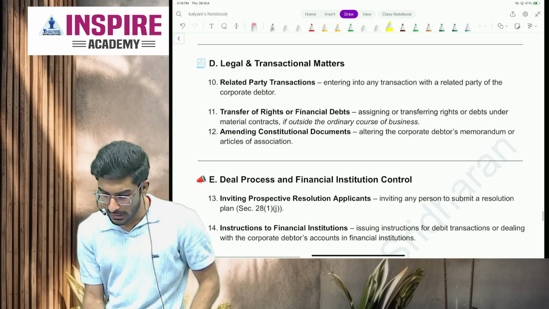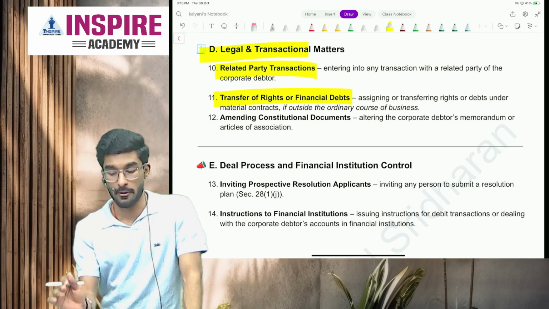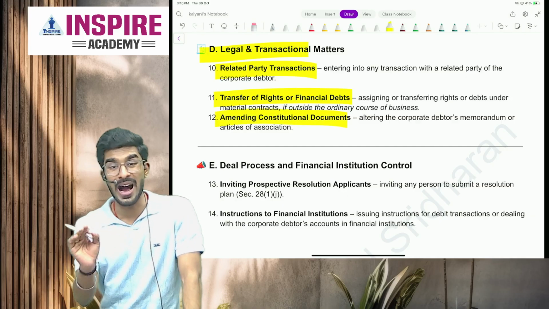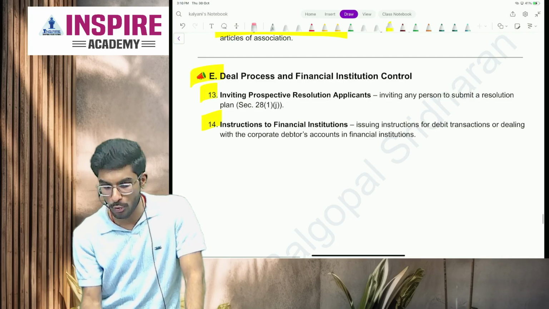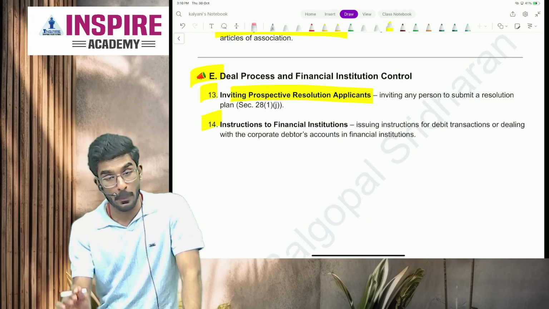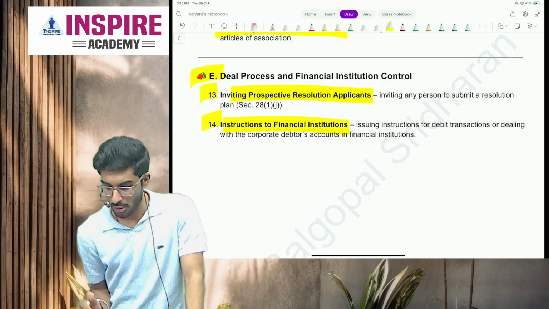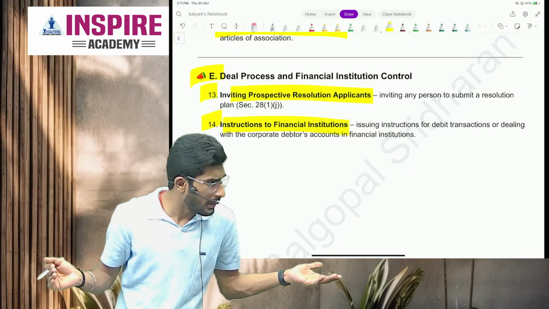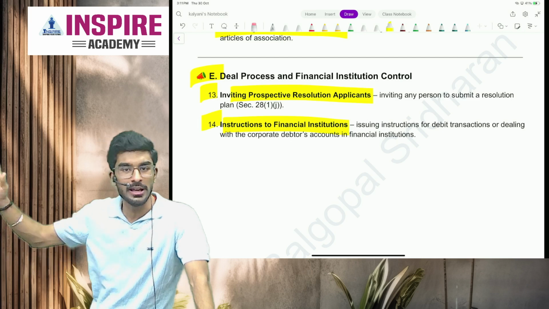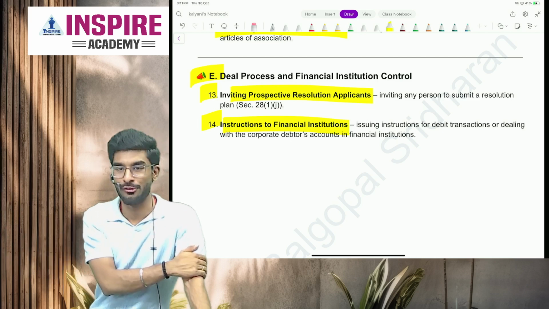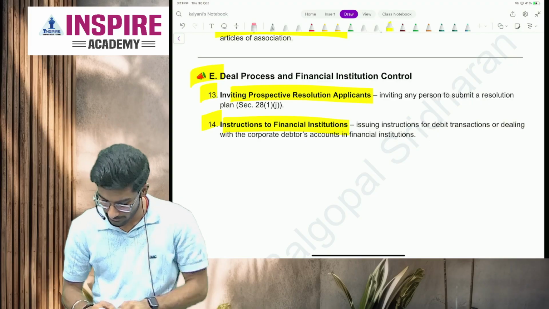Next is legal and transaction matters. 3 points are there. Number 1 is RPT. Number 2 is transfer of rights or financial rights. Third is amending the constitutional documents. And last people, the E point, where 2 points will come under: inviting prospective resolution applicants, and number 2 is instructions to financial institutions. That's it, people. We are done. You just have to memorize the category names. Every remaining thing will be taken care of by you itself because of the grouping. Yes or no, people? Perfect.